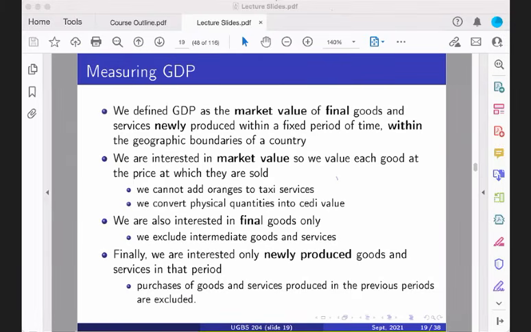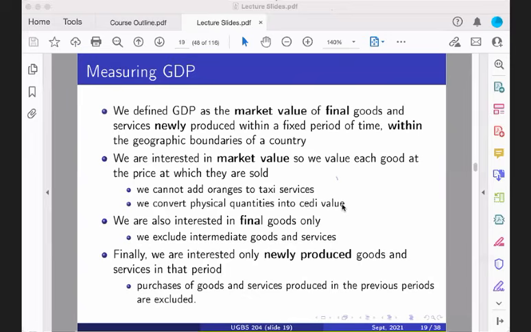Sir, please, my question is, does it mean intermediate goods can be raw materials? They include raw materials. Yes, so far as you are not considering them as final goods. So some of these raw materials can be considered as final goods for some particular firms.